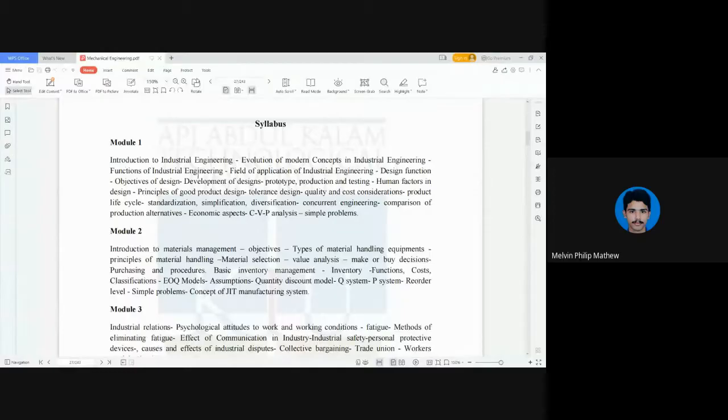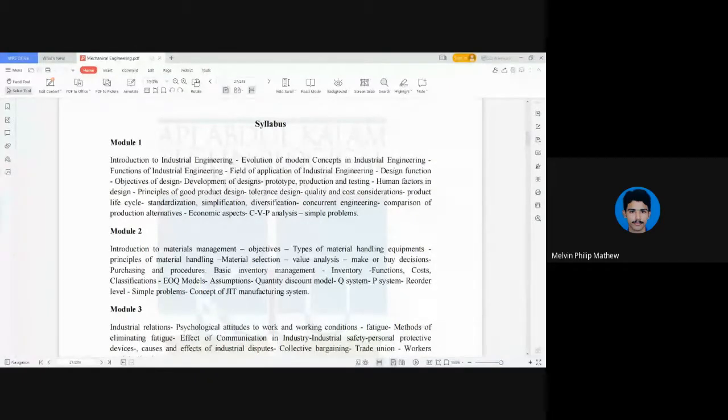of industrial engineering, field of application of industrial engineering, design functions, objectives of the design, then development of prototype, and then its production, then its testing. These are the developments coming under design, and the human factors that affect the design of the product. Then come the principles required for good product design. So what are the principles that have to be followed for designing a good product.